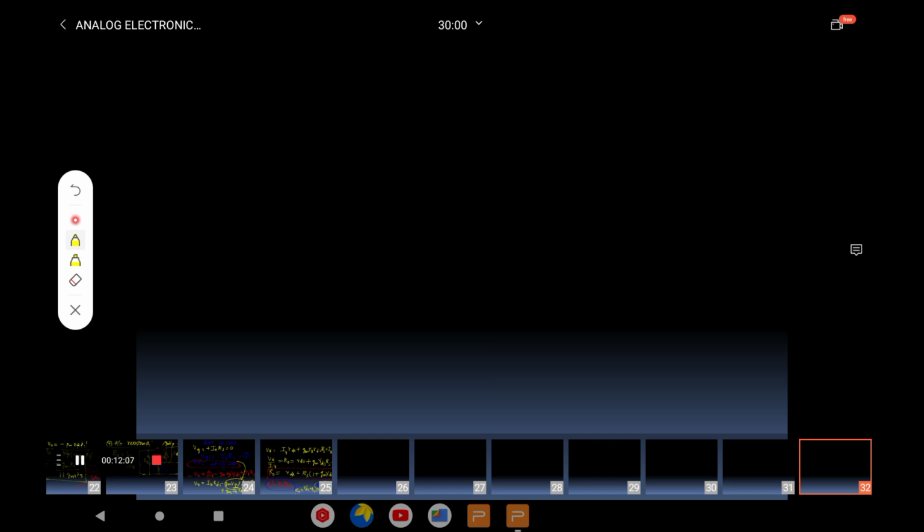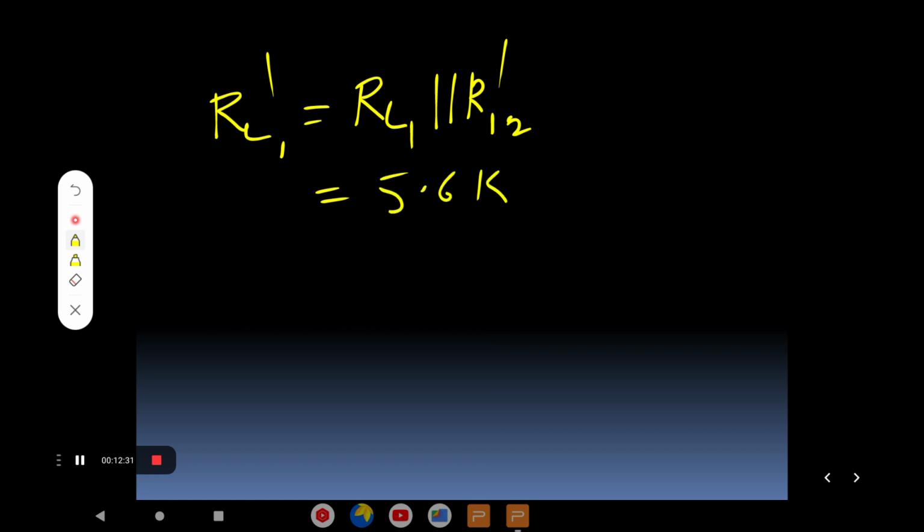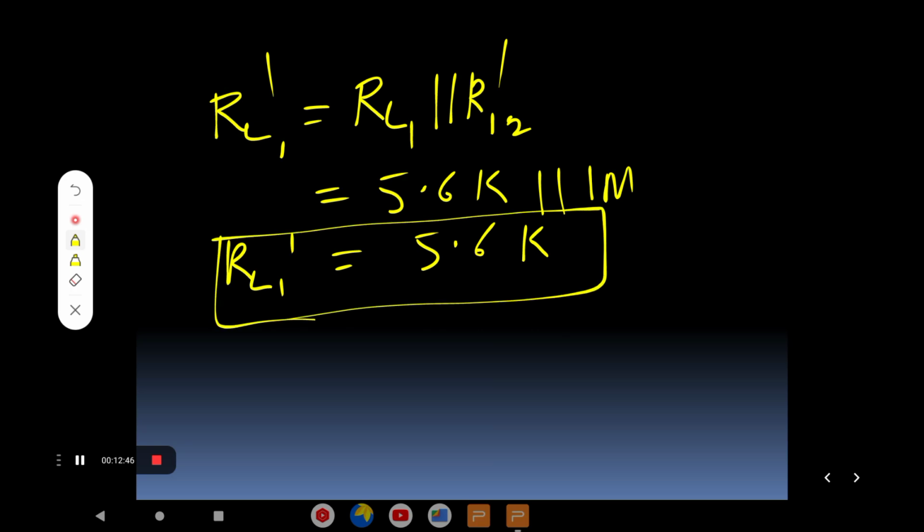So for stage 1 also, you need to calculate RL dash. RL dash is equal to the load resistance. RL1 dash is equal to RL1 in parallel with the corresponding RI2 dash. So from that you will calculate that value. RL2 is equal to 5.6K. 6K is parallel with 1 mega ohm. Therefore you will get 5.6K. That is nothing but RL1 dash, the load resistance of the first stage.